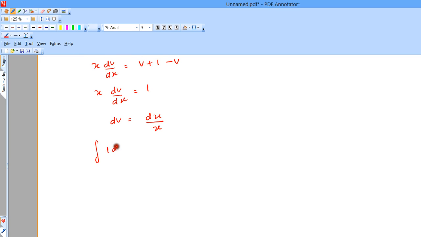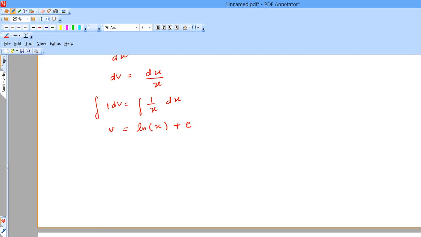Integrate 1 dv equal to integrate 1 over x dx. So we integrate the left hand side with respect to v, and the right hand side with respect to x. On the left hand side we get v, and on the right hand side the integral of 1 over x equals ln x plus c. And lastly, we substitute v equal to y over x. So y over x equal to ln x plus c.